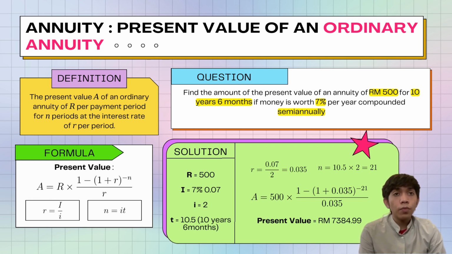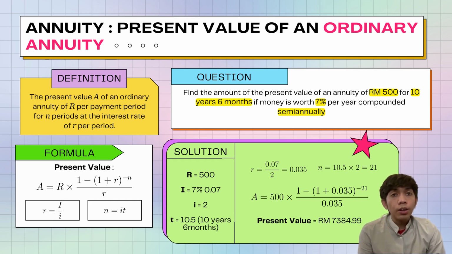For the topic of ordinary annuity, I will explain two subtopics by looking at the present value of an ordinary annuity and the future value of an ordinary annuity. Firstly, I will discuss the present value of an ordinary annuity. Present value of an ordinary annuity means the present value A of an ordinary annuity of capital R per payment period for n periods at the interest rate of R per period.